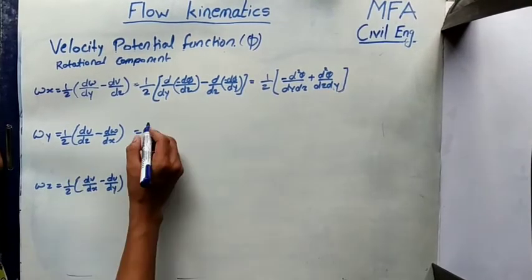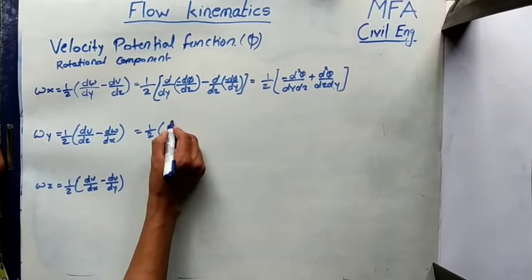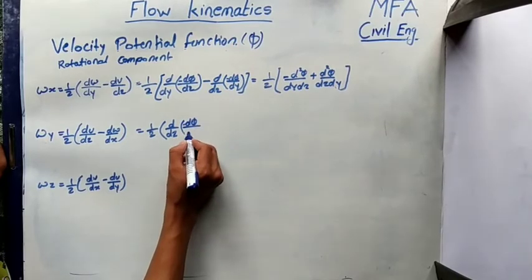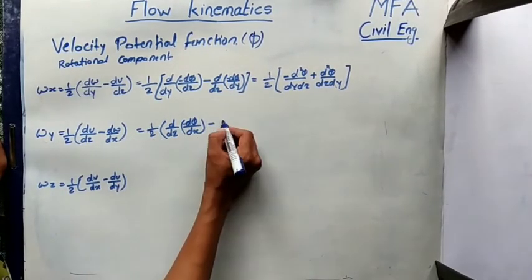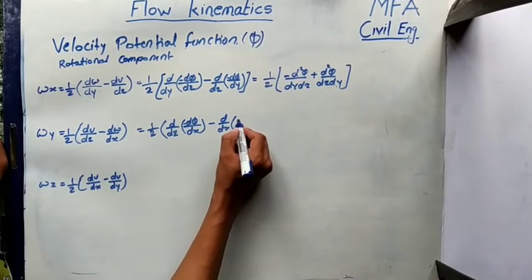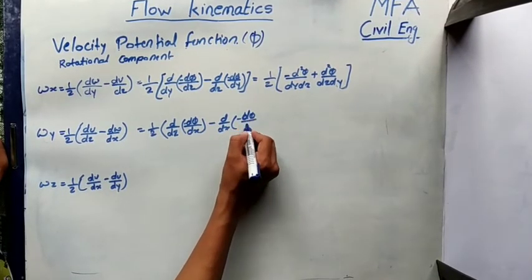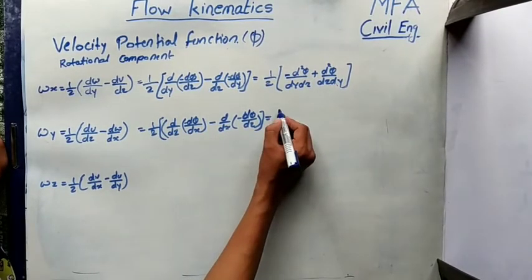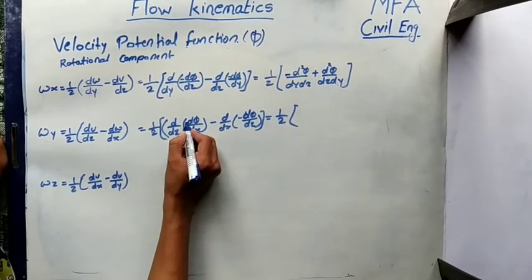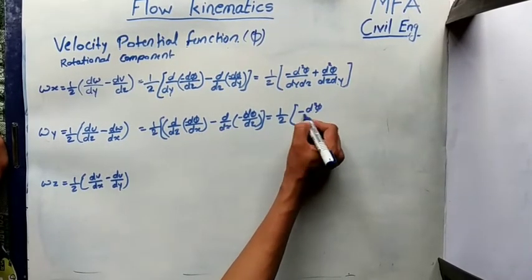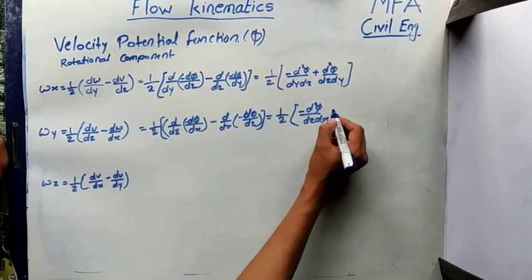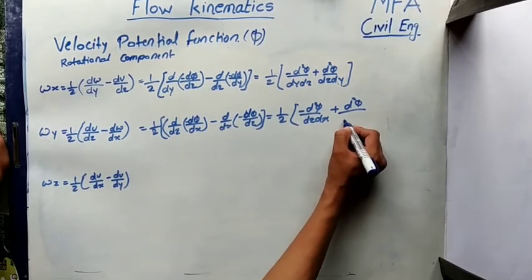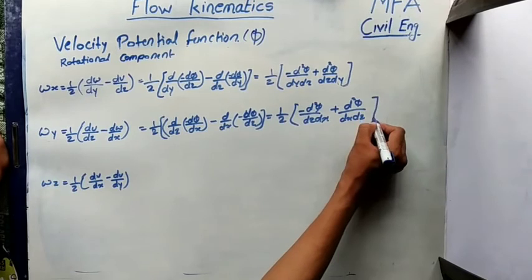Similarly, for the rotation in the y direction, which is equal to half of d by dz of u, where u is minus d phi by dx, minus d by dx of w, where w is minus d phi by dz, which is equal to 1 by 2 of minus d2 phi by dz dx, minus minus becomes plus d2 phi by dx dz.